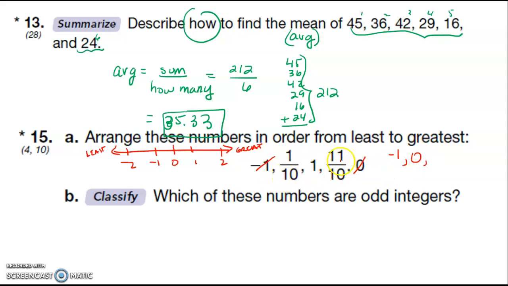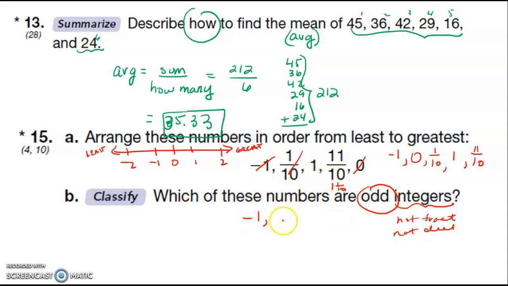And then I have, okay, so 11 over 10, this is actually 1 1/10. So just keep that in mind. So I think 1/10 is next, then 1, then 11 over 10. And it says, which of these numbers are odd integers? So integers are not fractions, not decimals. So there's only one, no, there's 2 odd. So -1 is an odd integer and 1 is an odd integer.